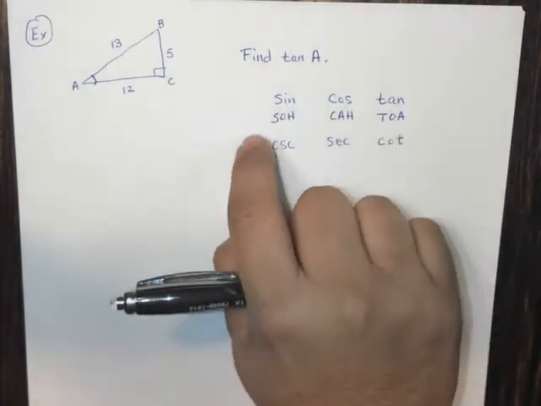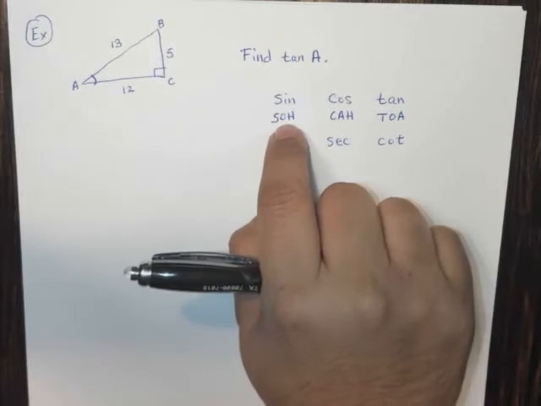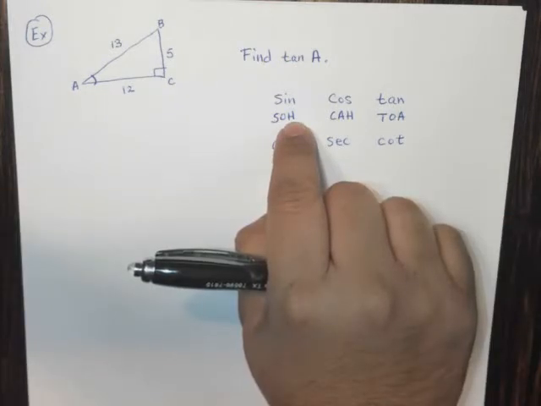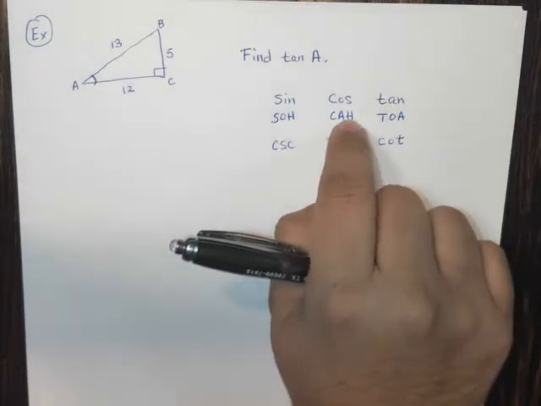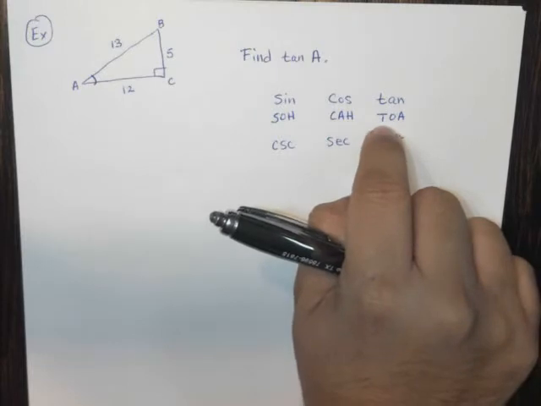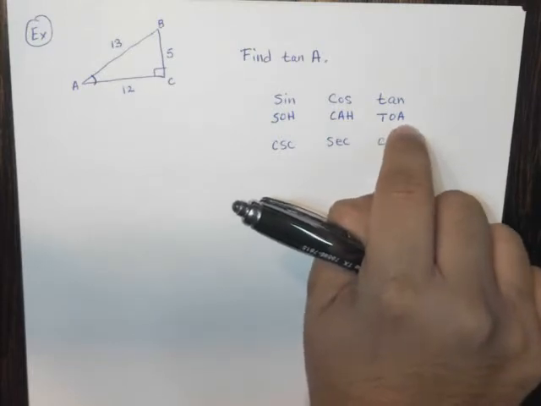Well, what does it mean? The sine is the opposite divided by the hypotenuse. Okay, and we're going to talk about that right now. The cosine is the adjacent divided by the hypotenuse. And the tangent is the opposite divided by the adjacent side.